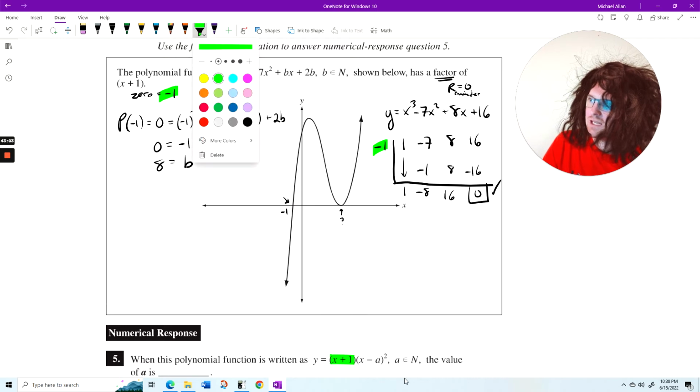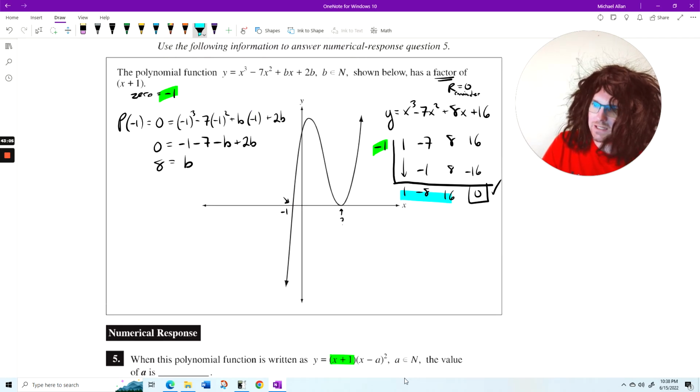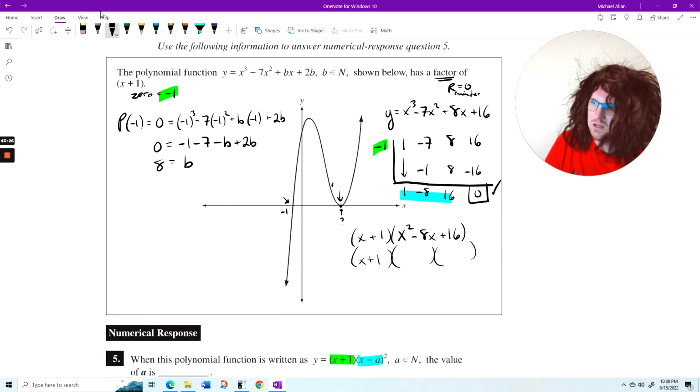The other two are kind of hiding away in here, okay? So what's left over, because we factored out one of our x's, is going to be x squared minus 8x plus 16. And then the other one is right here, x plus 1. We just have to factor this last piece. And I know it's going to be a perfect square, because you know this is a tangent. It has a multiplicity of 2. I'm going to write that down, mult of 2.